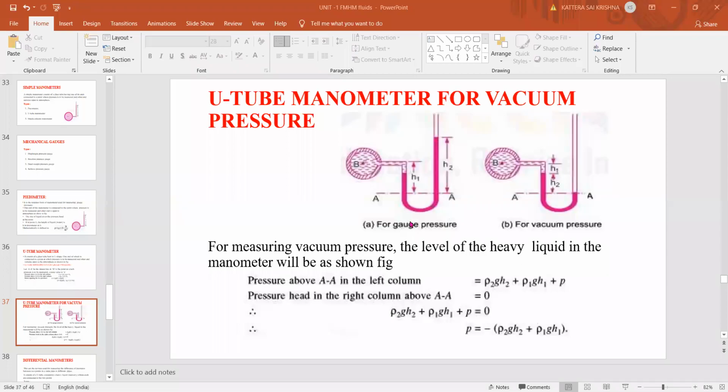Okay, so we have seen problems on gauge pressure as well as vacuum pressure, and I said there is a small mistake here. This should be fully this fluid up to H1; fully the fluid will be there. I've shown you in the problem also that one.